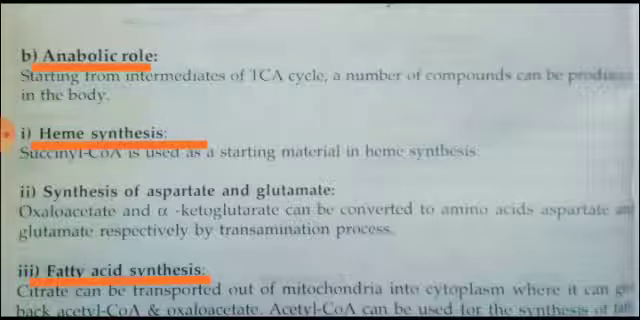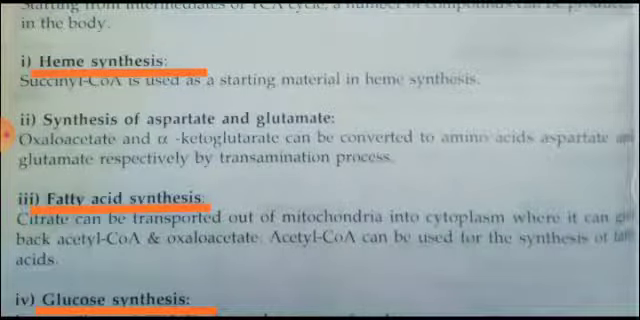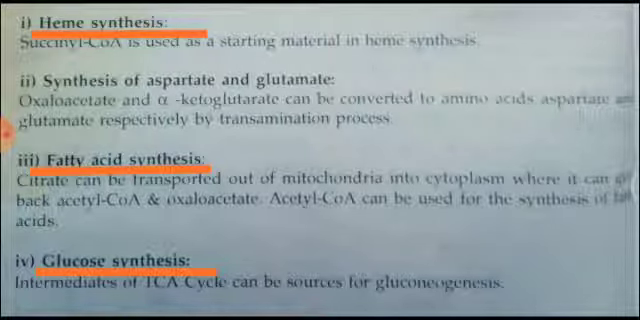Oxaloacetate and alpha ketoglutarate can be converted to amino acids such as aspartate and glutamate respectively by the transamination process. Next, certain intermediates are utilized for fatty acid synthesis. Citrate can be transported out of mitochondria into the cytoplasm, where it can give back acetyl CoA and then be used for fatty acid synthesis. And glucose synthesis: intermediates of the TCA cycle can be a source for gluconeogenesis. Non-carbohydrate sources are utilized for synthesis of glucose by gluconeogenesis, and in that TCA intermediates are also involved.